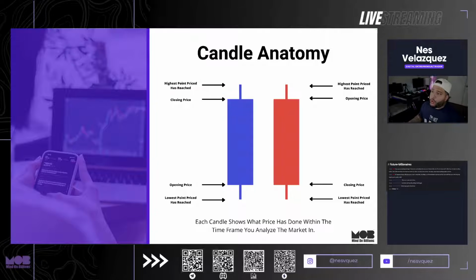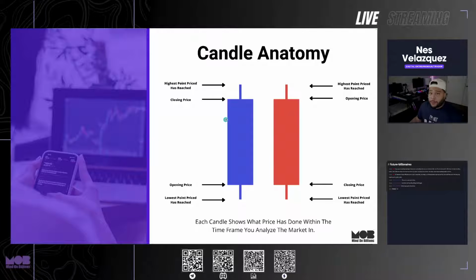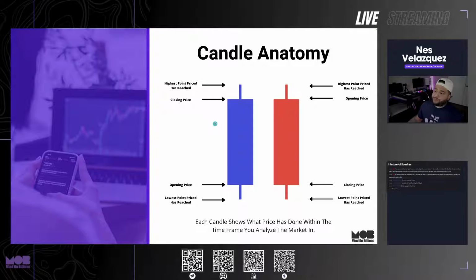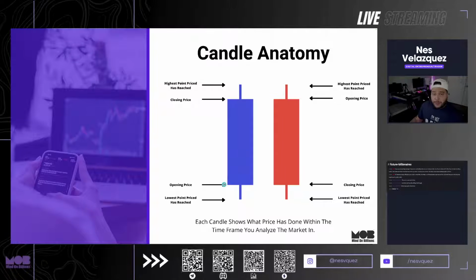Now, when you're looking at the candles, this is what you're going to see. When it is a bullish candle, that means price went up from where it opened, and as long as it ends anywhere above where it opened, it is a bullish candle. Usually bullish candles are blue, green, sometimes white. It depends what color scheme you want to use in your charts, but for the most part, it's usually blue, green, or white. Now, opening price is the bottom of the candle body. Close price is the top of the candle body.